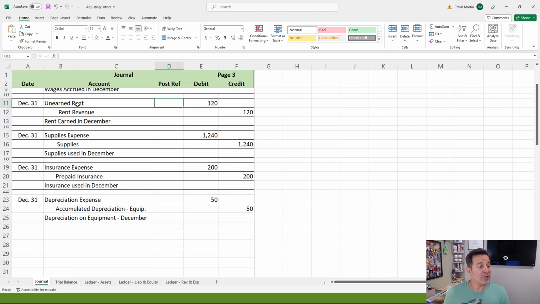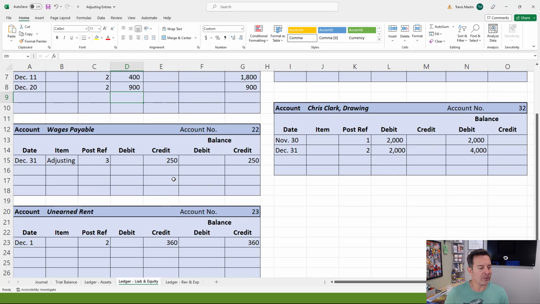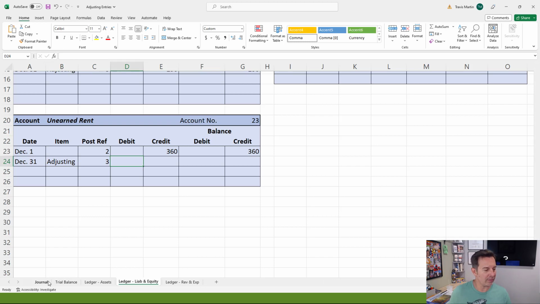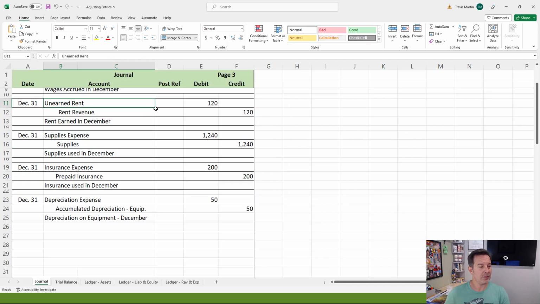For entry number three, we have a debit to unearned rent of $120. Unearned rent is a liability, so I'm going to look for that under the liabilities. And the debit was $120. So now we only have $240 left in that unearned rent account. Account number 23, we posted it.